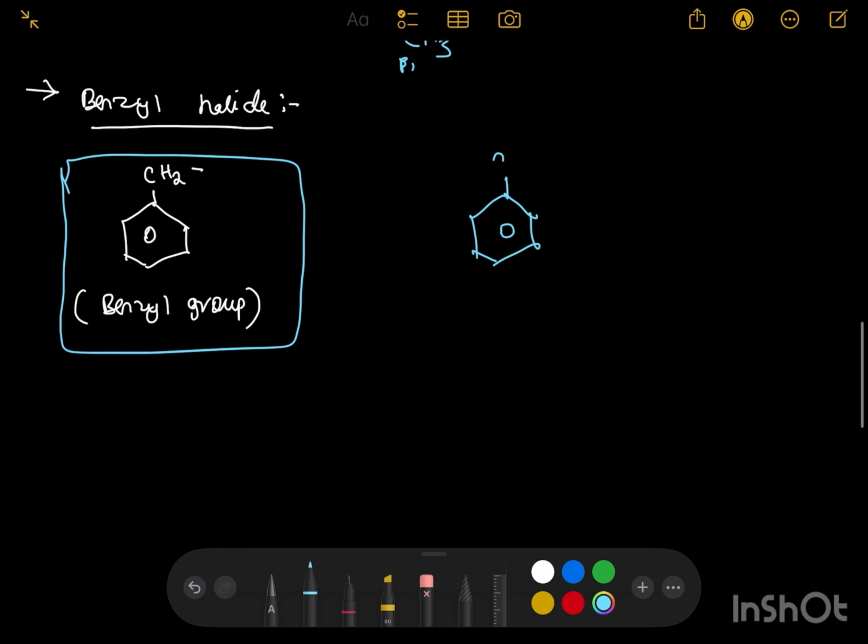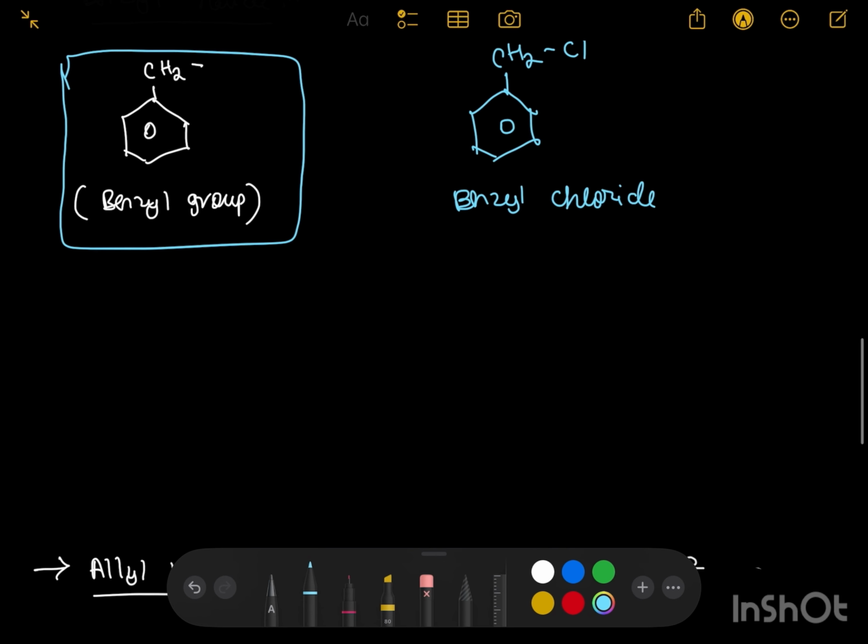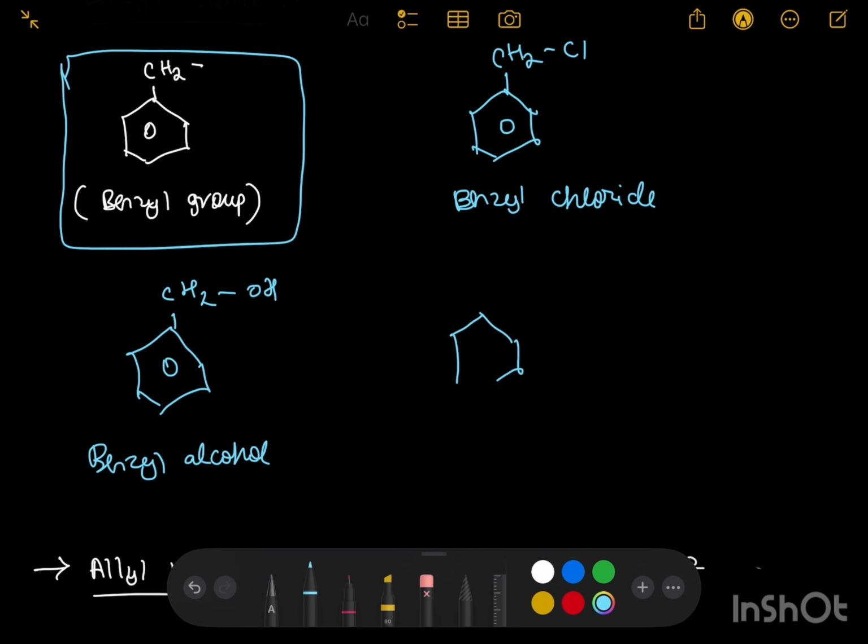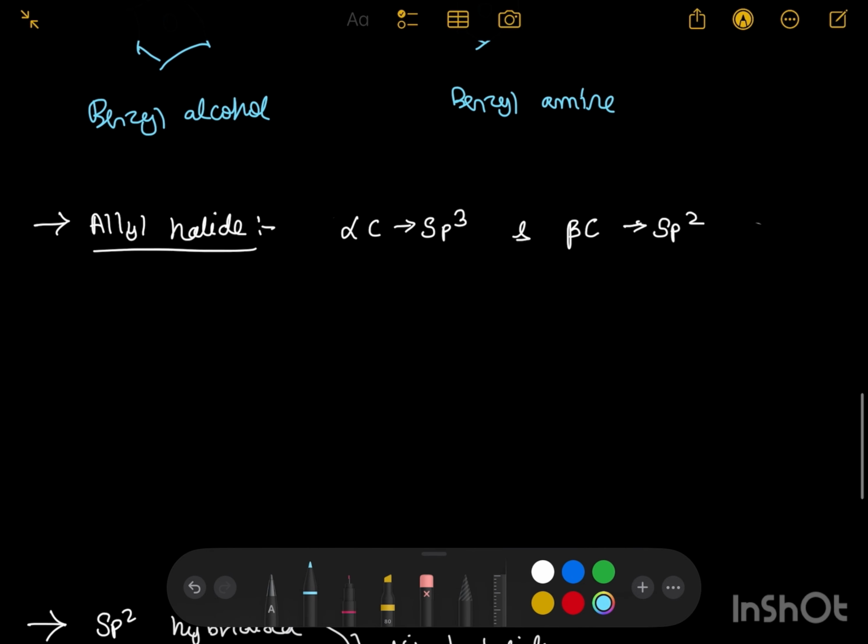If I take chlorine here, this is benzyl chloride. Alright. Now for example, if I take an alcoholic group here, what is it called? Benzyl alcohol. Alright. If I take an amine group here, what is it called? It's called benzylamine. Alright, clear?